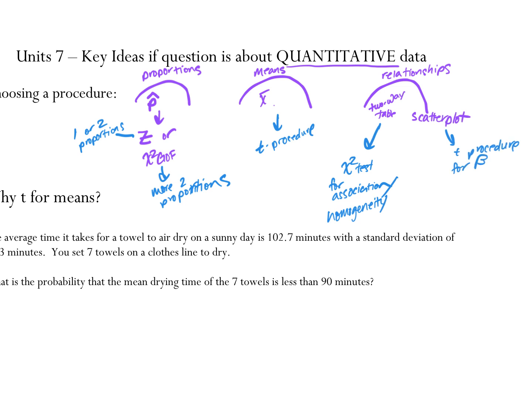Pretty much everything follows this: if it's proportions, it's going to be Z, unless you've got a whole bunch of them, and then that'll be chi-squared. If it's means, it'll be T. And if it's any of those funky relationship questions, like the relationship between 2 different variables, that will be either this chi-square test or a T procedure.